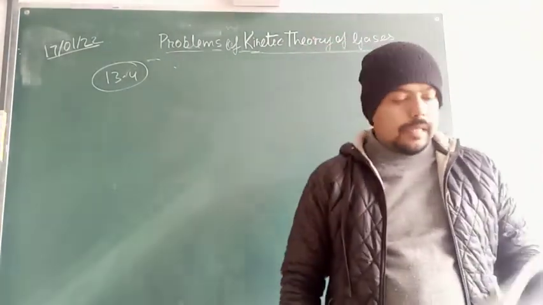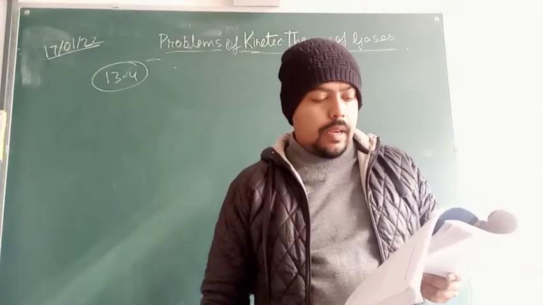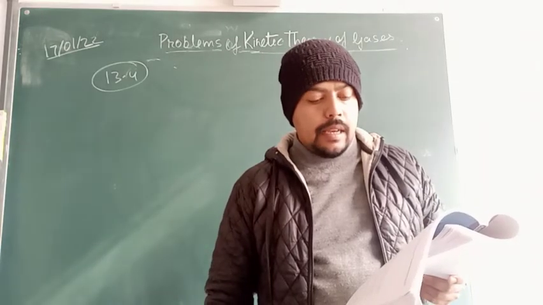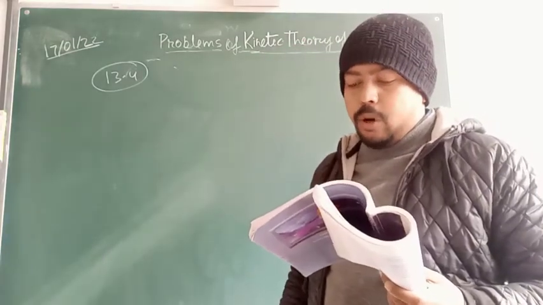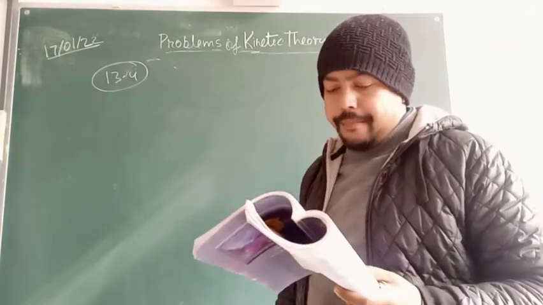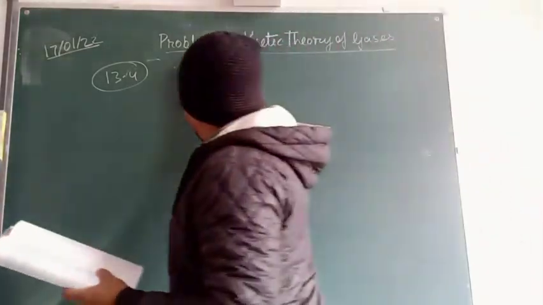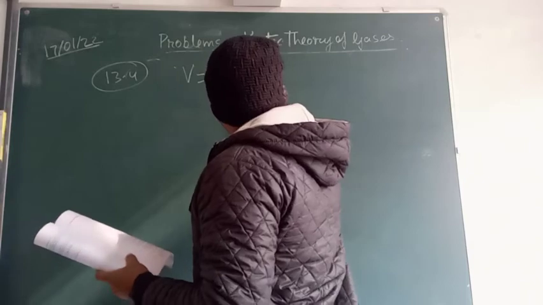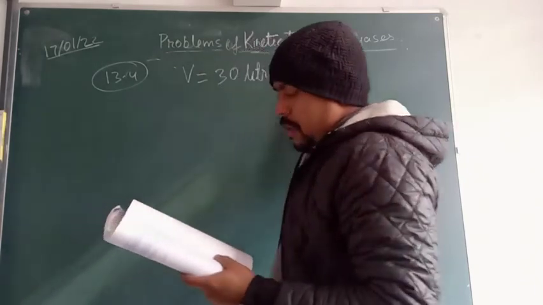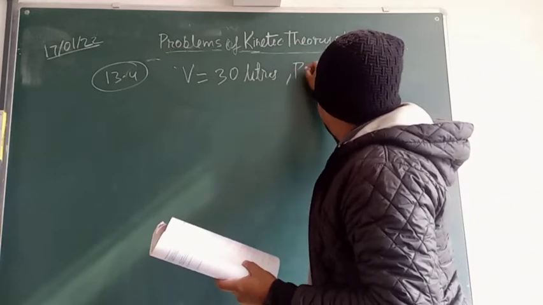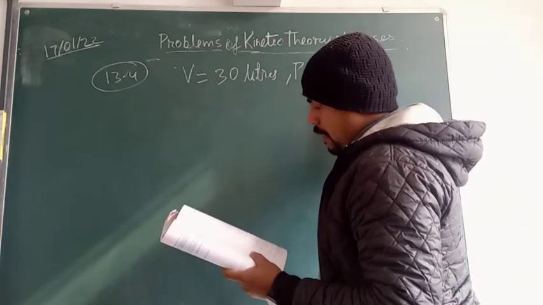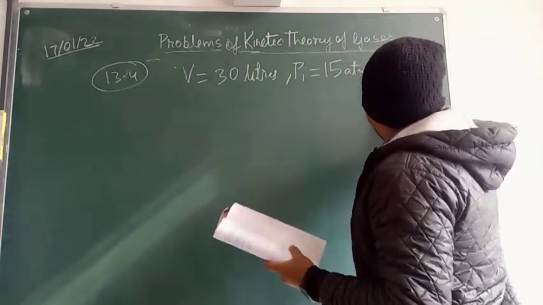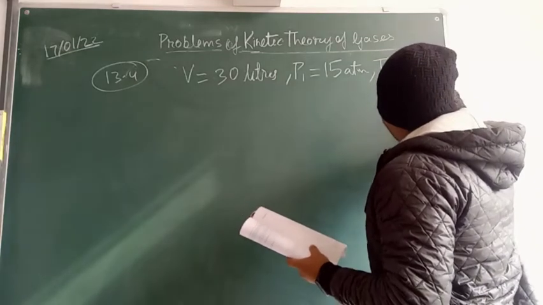So here is another question, that is question number 30.4. The question says that an oxygen cylinder of volume 30 liters has initial gauge pressure of 15 atmosphere and temperature 27 degree centigrade. That means V is fixed. It is 30 liters, and pressure P1 is 15 atm, and temperature T1 is 27 degree centigrade.